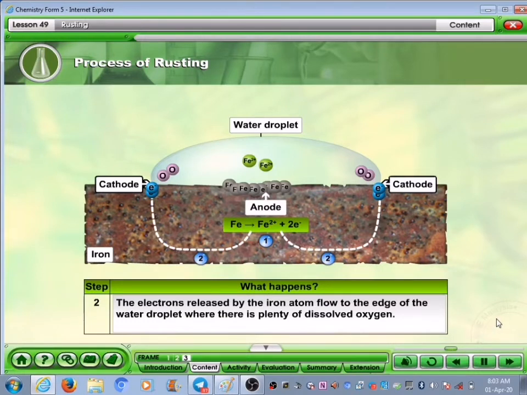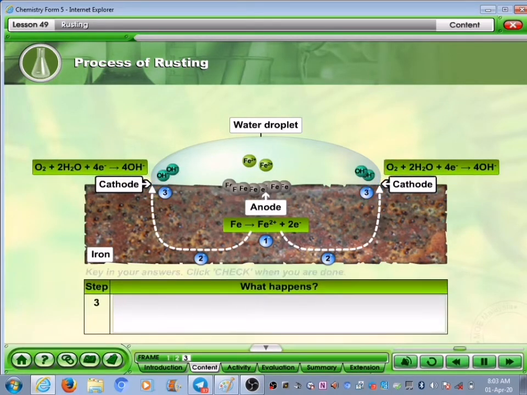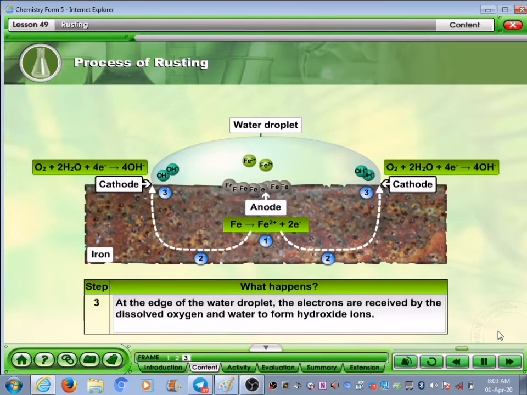Electrons released by the iron atom flow to the edge of the water droplet where there is plenty of dissolved oxygen. At the edge of the water droplet, the electrons are received by the dissolved oxygen and water to form hydroxide ions.